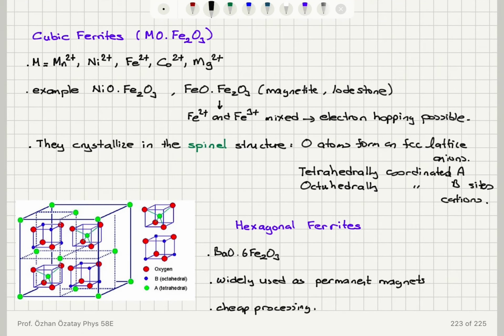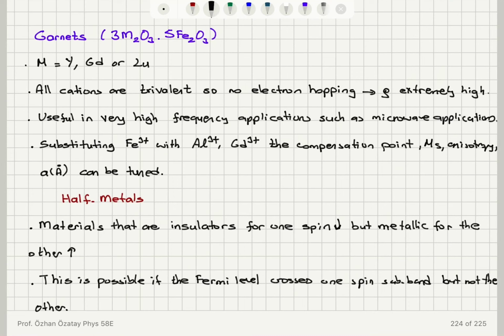We also have hexagonal ferrites, for example, barium oxide 6Fe2O3. These are widely used as permanent magnets, and they're good for their cheap processing possibility.